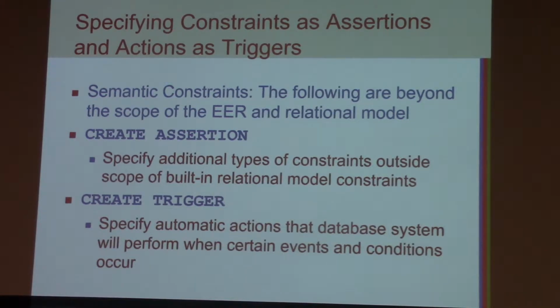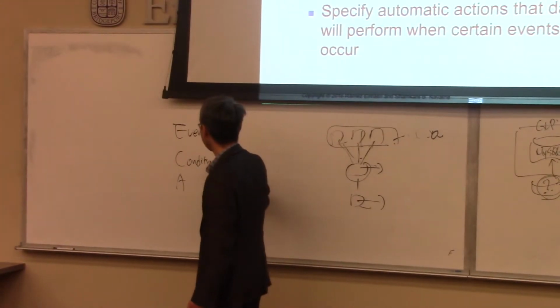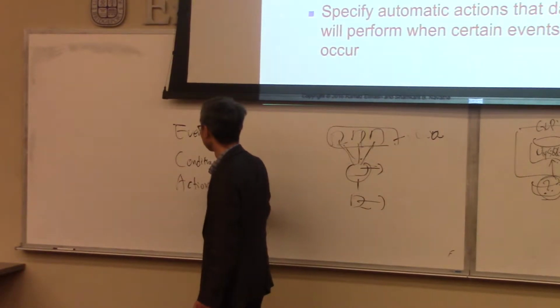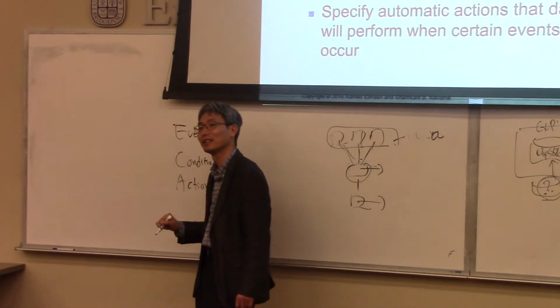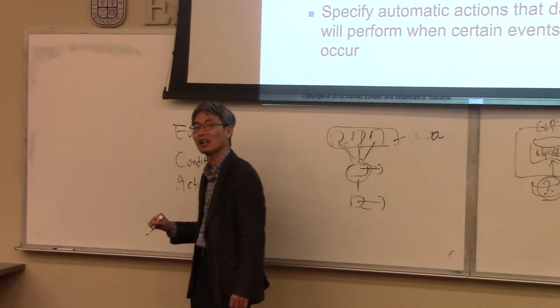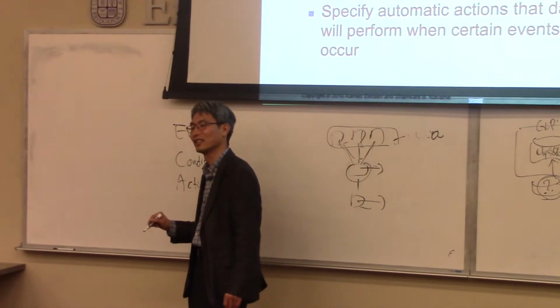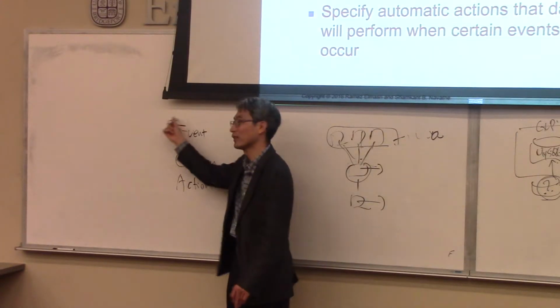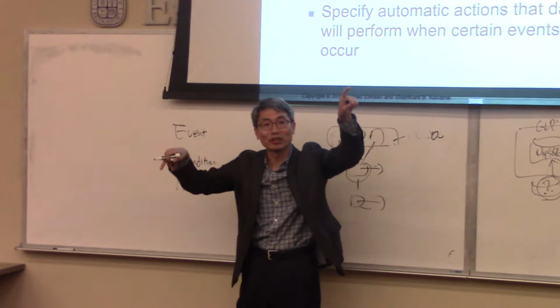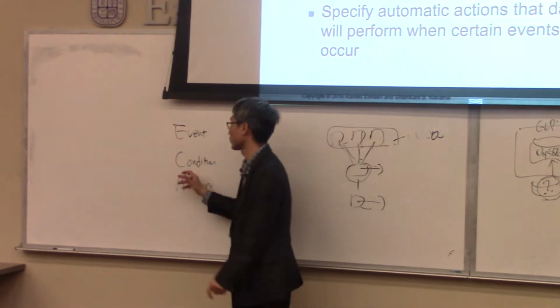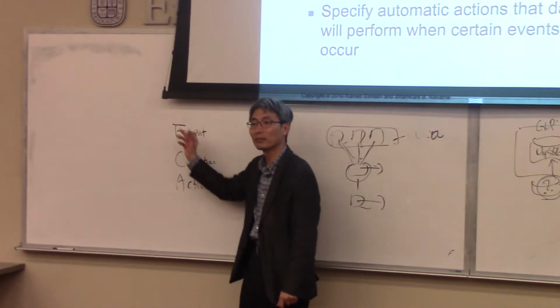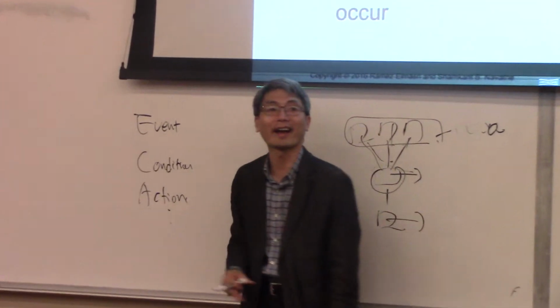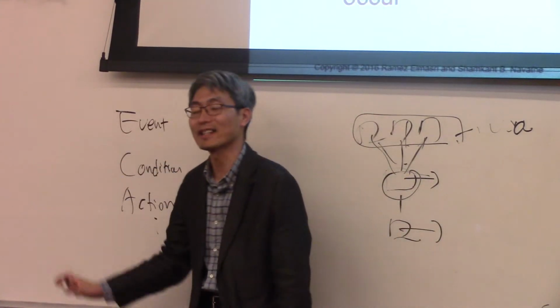Event, condition, and action. For example, you use error handling. When you have try and catch and throw, do something. Event, condition, and action. It's used a lot, ECA.